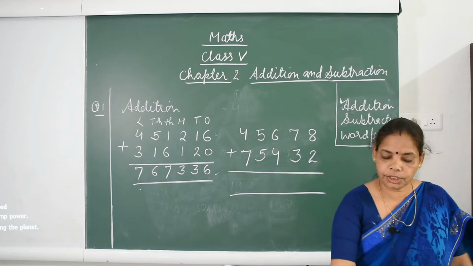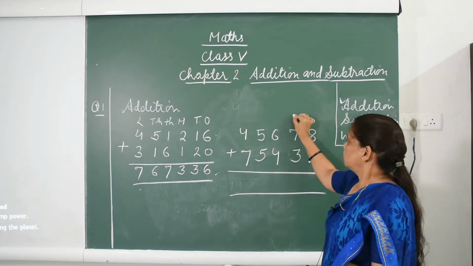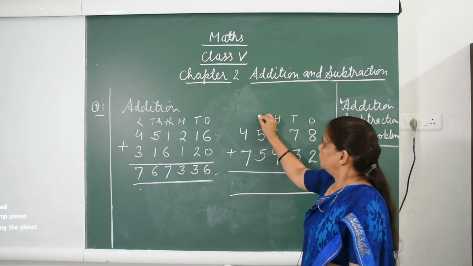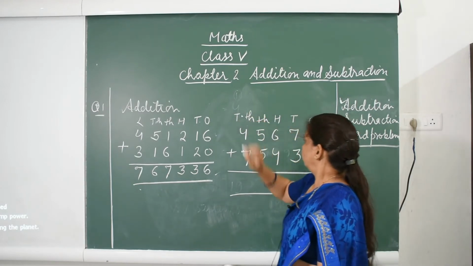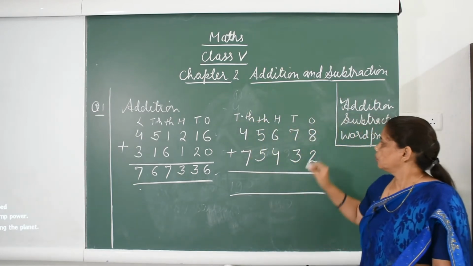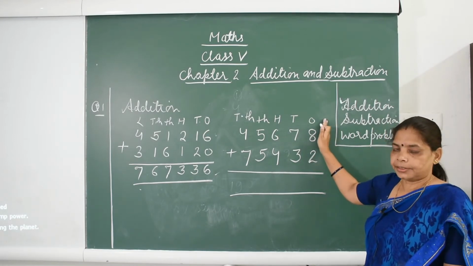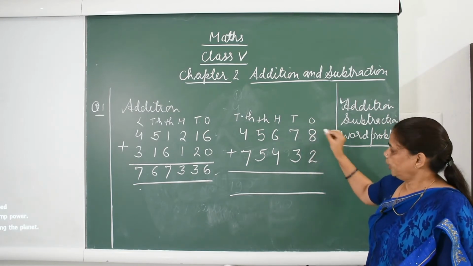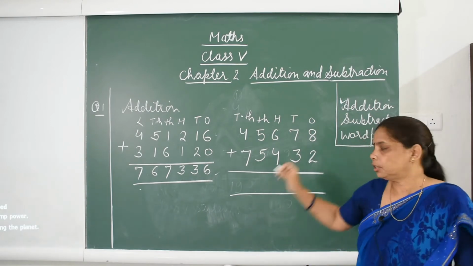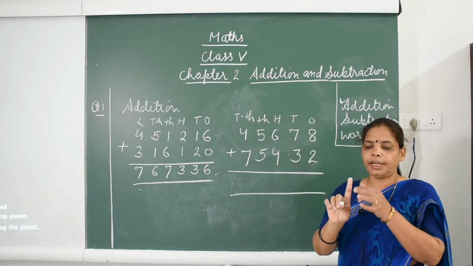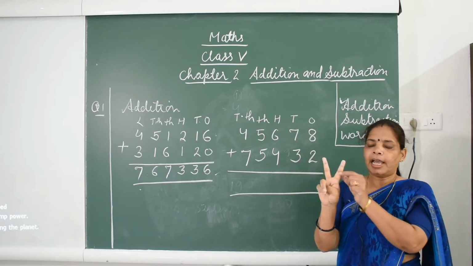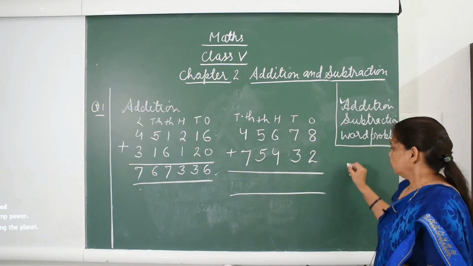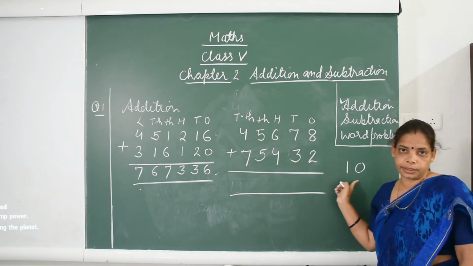So see this again: ones, tens, 100, 1000 and 10,000. So start from the right side. Consider 8 and 2 fingers: keep 8, then 9 and 10. So this is the 10, a 2-digit number.